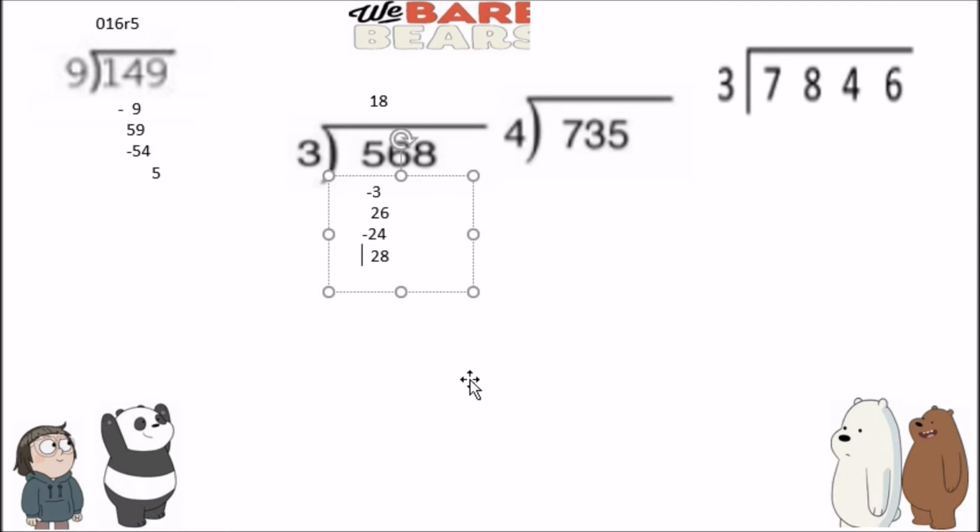Then we do 3 into 28, so that goes 7 times. After that we put minus 27, and that equals 1. And then once again we have a remainder, so we put R1. Whatever numbers are here, you just put on top.